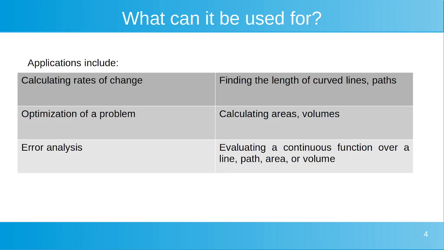So, what can it be used for? There are a wide range of applications that it can be used for. One of these is calculating rates of change. So we could calculate the rate of change of the position of an object with respect to time. Or we could calculate the rate of change of some other variable with respect to time. Or we could calculate the rate of change of a variable with respect to some other variable that's not time.